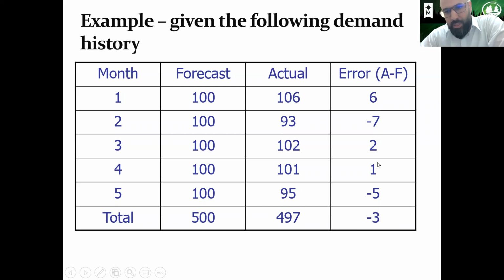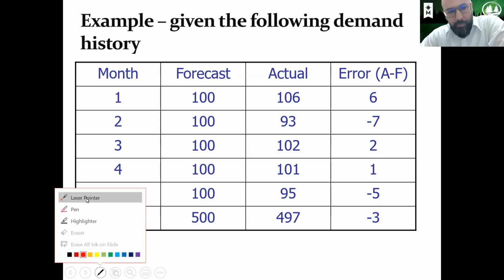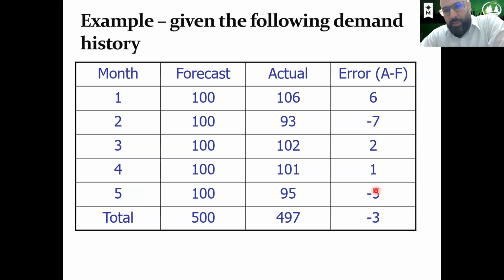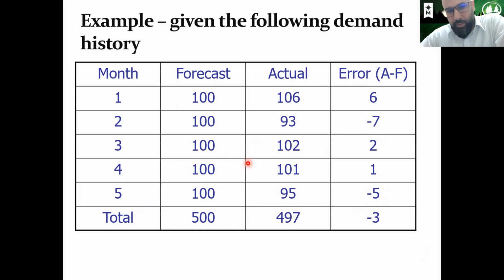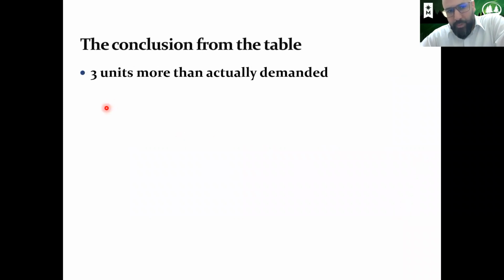And if you add all these numbers on the right side here, you will see the forecast error. So if you add 6 plus -7 plus 2 plus 1 plus -5, that will give you a total of -3. So now we have calculated the error in the forecasting, and now let's interpret this table. The first thing you look at is the 3 here. We look at the bigger picture, and we find that the forecast was 3 units more than actual demand. So this is the first one.